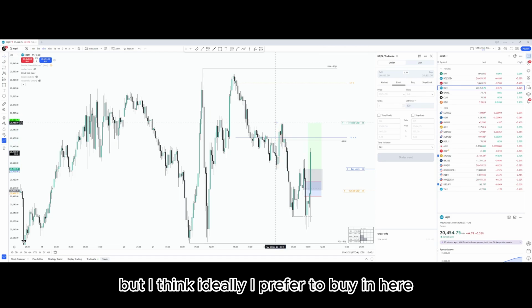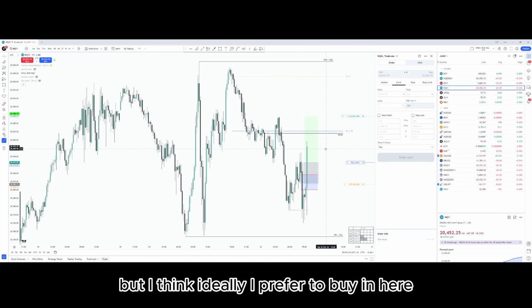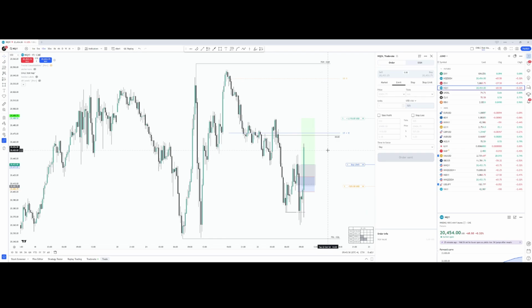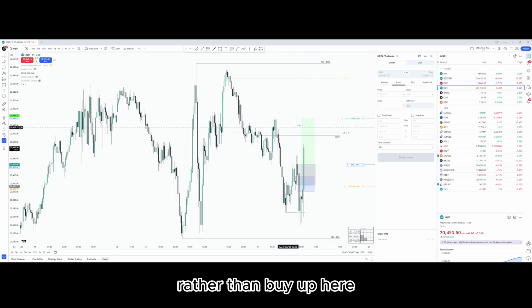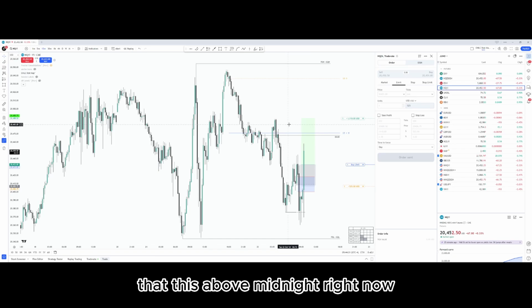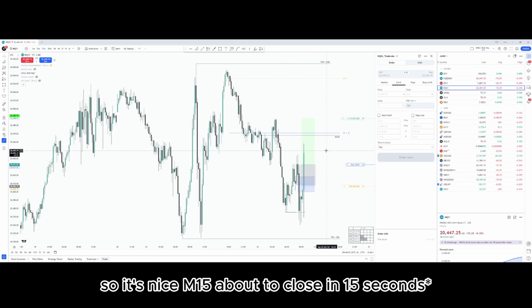But I think ideally I prefer to buy in here rather than buy up here. That is above midnight. Right now we are under midnight, so it's nice. M15 about to close in 50 minutes.